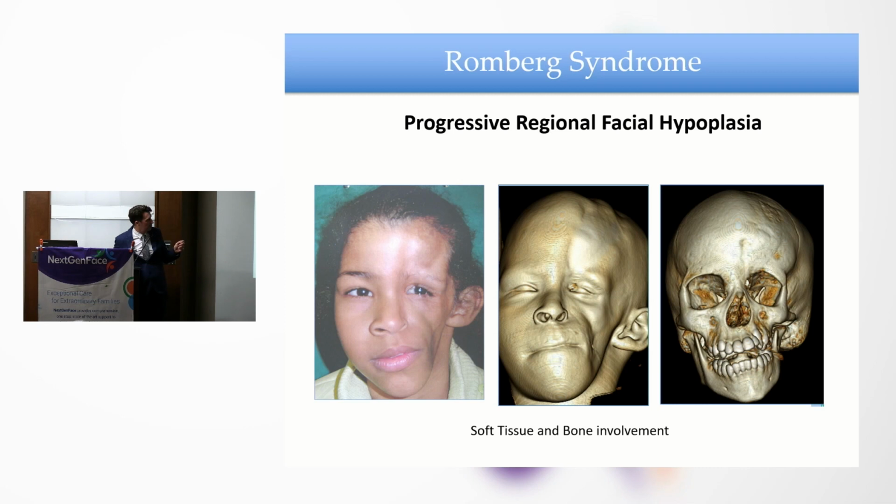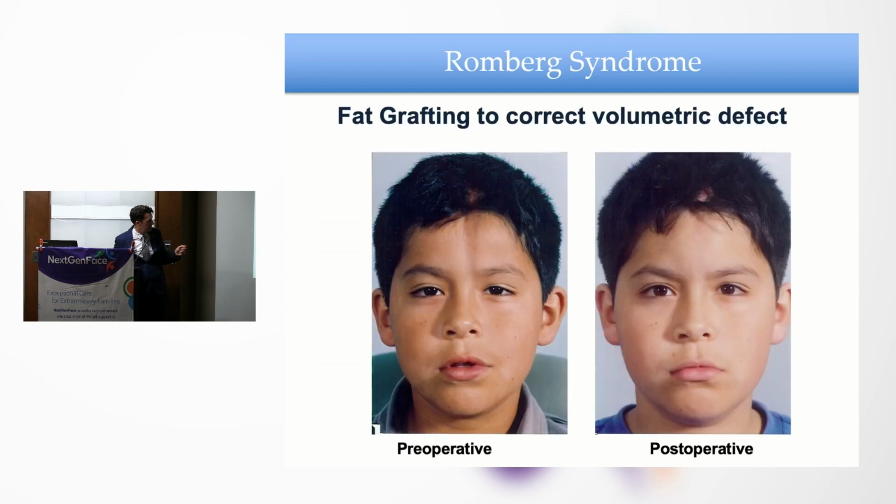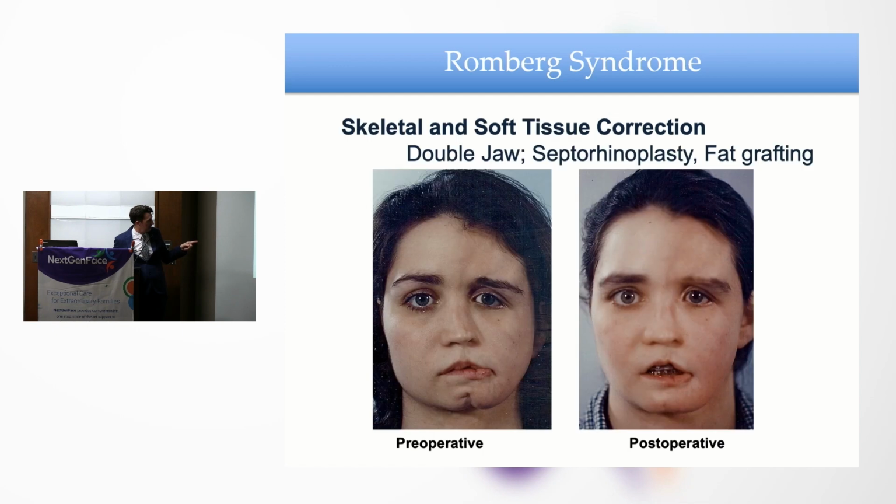Romberg syndrome is progressive regional facial hypoplasia. This is a severe version of it. Usually we may just see soft tissue, but the severe kind you'll see bone. So this is a more mild one. You can see that kind of coup de sabre, we call it, which is deficiency of soft tissue, and then after fat grafting. More severe cases, you'll see it'll affect the face with face scoliosis.